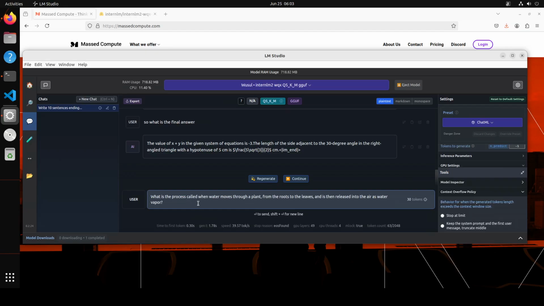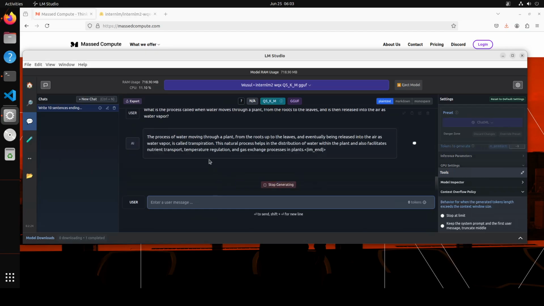Let's try another one. So this one is a science question. In this one, I am asking it, what is the process called when water moves through a plant from the roots to the leaves and is then released into the air as water vapor? So the correct answer is transpiration. Let's see if it knows that. Yes, that is correct. So that is transpiration. Beautiful.